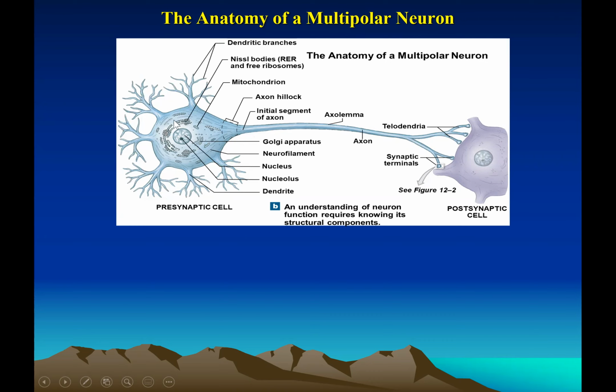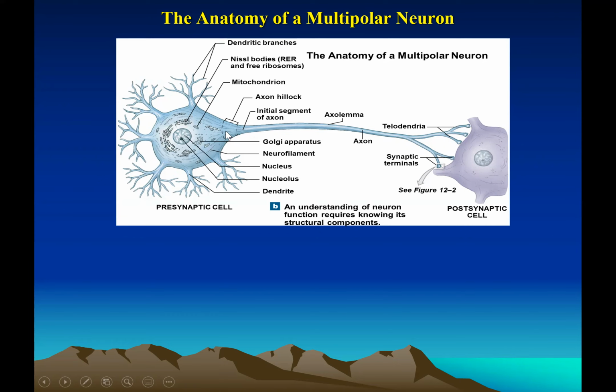Endoplasmic reticulum has a lot of ribosomes, so it is very darkly stained. It is called Nissl bodies. Nissl bodies, that is rough ER, rough endoplasmic reticulum. It gives a dark appearance to the cell body, Nissl bodies.